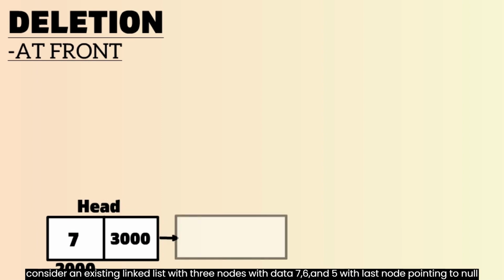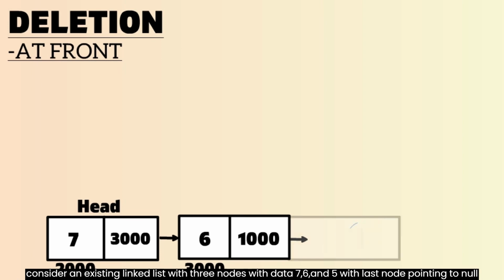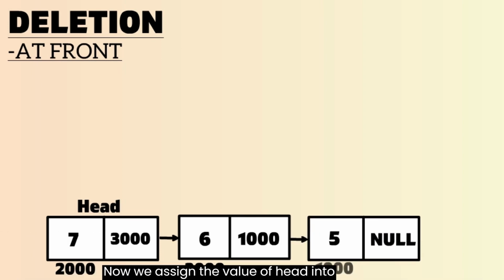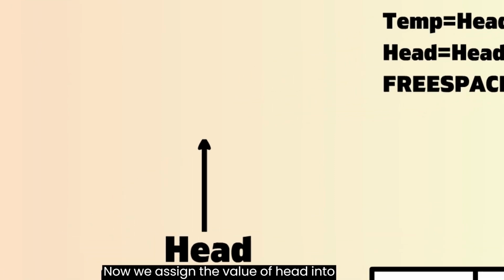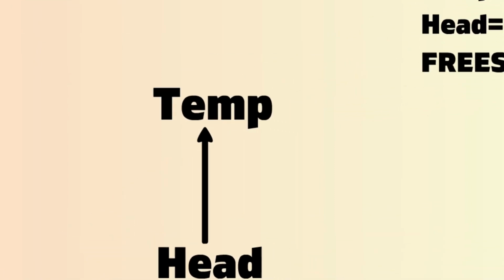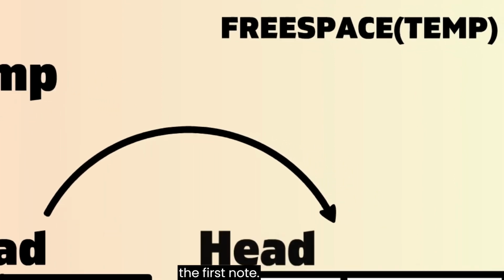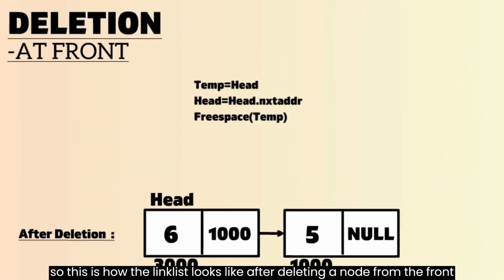Now moving on to the next operation, which is deletion at front. Consider an existing linked list having 3 nodes with data 7, 6 and 5 with the last node pointing to null. Now we assign the value of head into temp. We make the next node as head and delete the first node. So this is how the linked list looks like after deleting a node from the front.